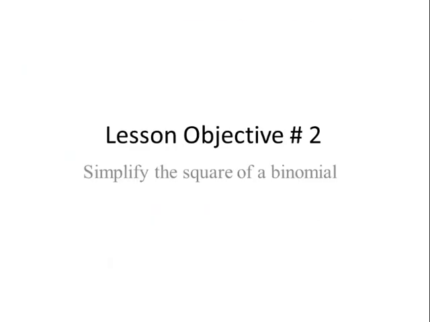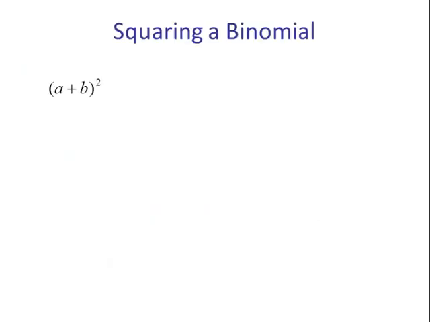Lesson objective. Squaring a binomial. A plus b is a binomial, 2 terms, and squaring it means it looks like this. We are raising this to the 2nd power. Now what does that really mean? That means the quantity a plus b times the quantity a plus b.